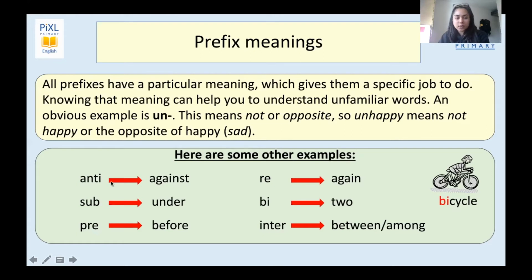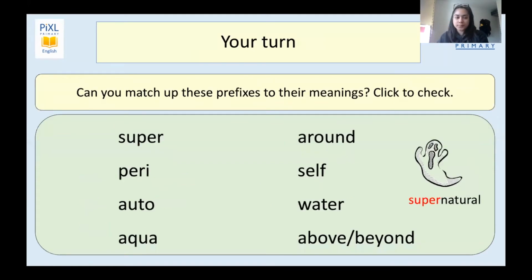Okay, so here are some other examples. We have anti, which means against, sub, which means under. So we have like a submarine that goes under the water. Pre, which means before, like how we have prefix, before. Re, which means again. By, which means two. And inter, meaning between or among. Okay, like over here we've got a bicycle. It's called a bicycle because there are 2 wheels, and a tricycle has how many wheels? Good, it's 3 because tri refers to 3.